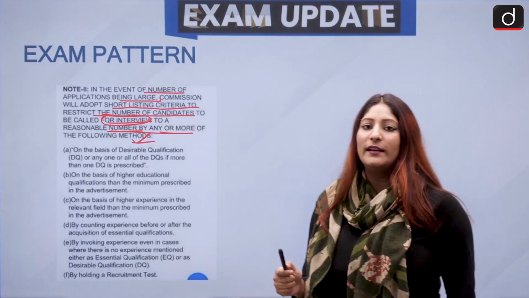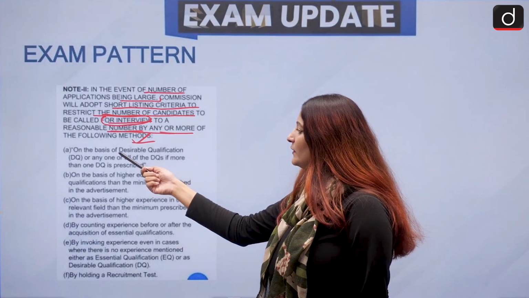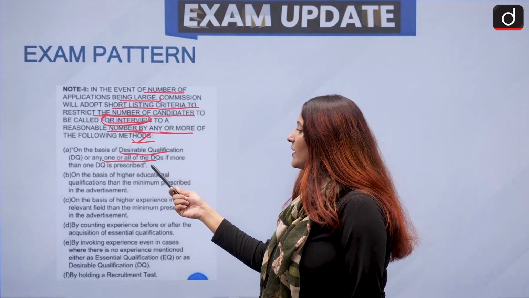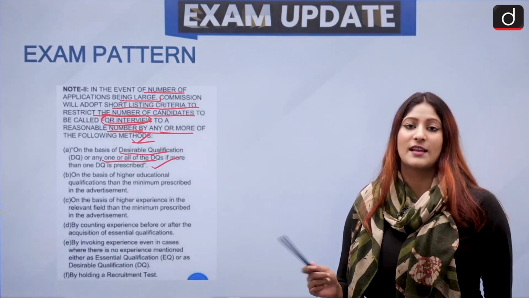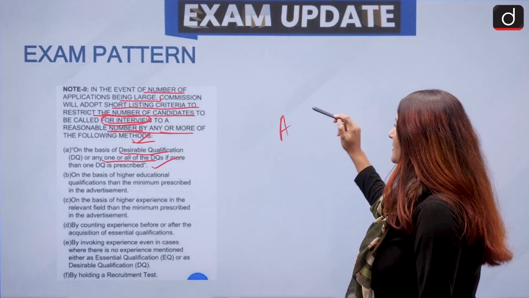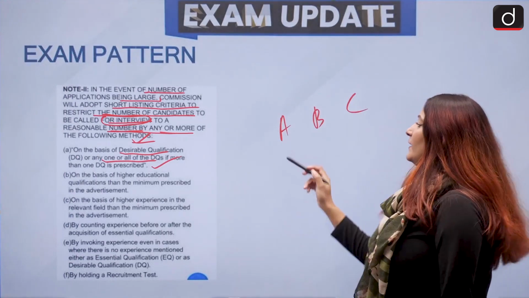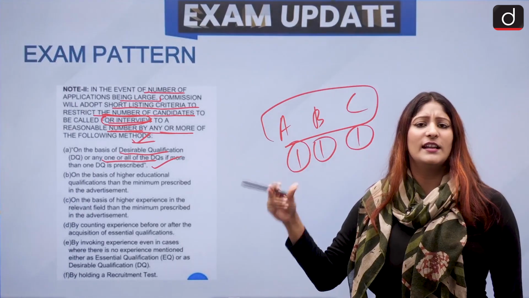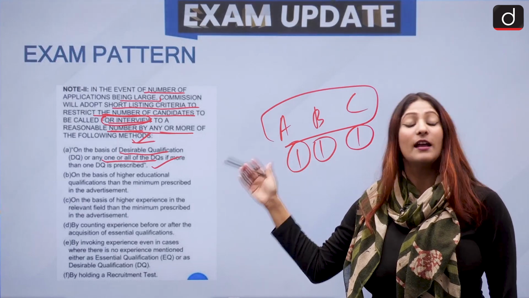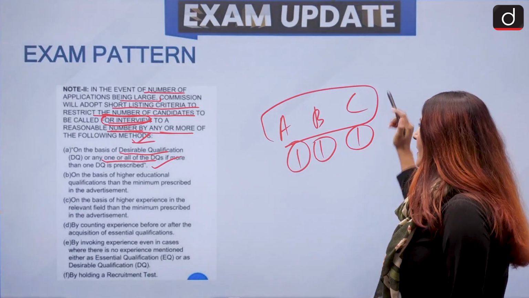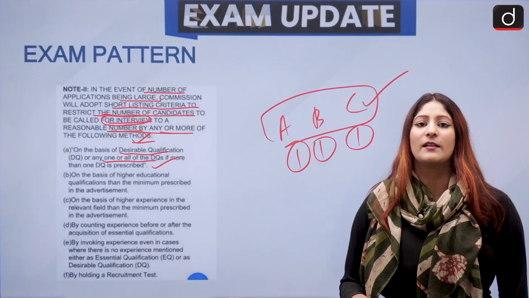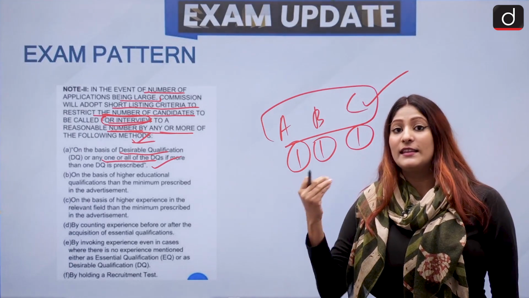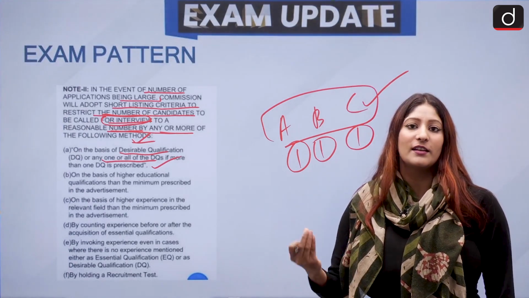Methods that can be employed by the UPSC on the basis of desirable qualification, or any one or all of the desirable qualifications if more than one DQ is prescribed. Candidate A is here, B is here, and C is here. Candidates A, B, and C all have the basic educational qualification, that means a degree in commerce or economics or social work, plus a diploma, all three.